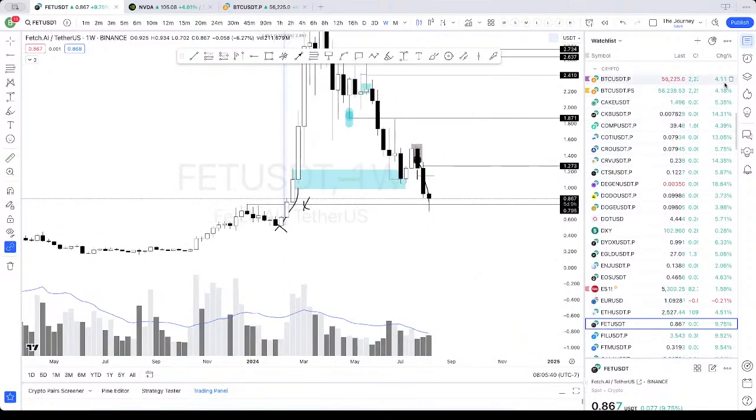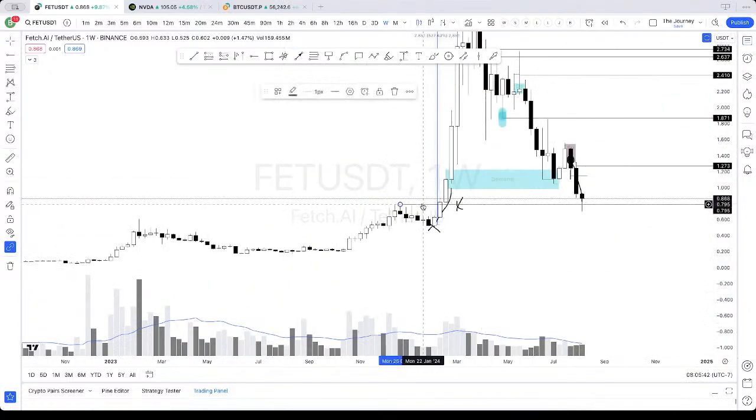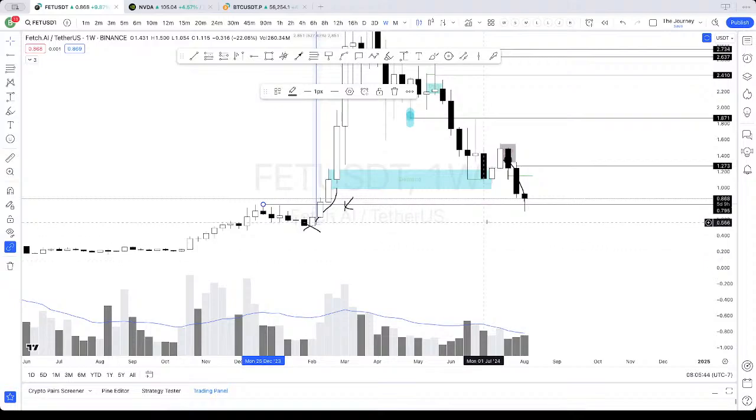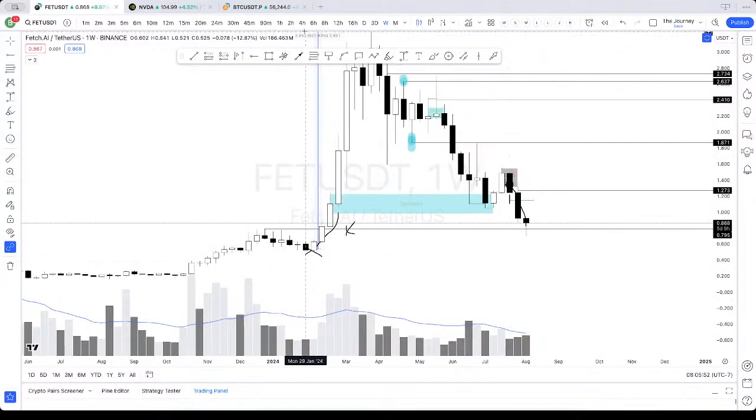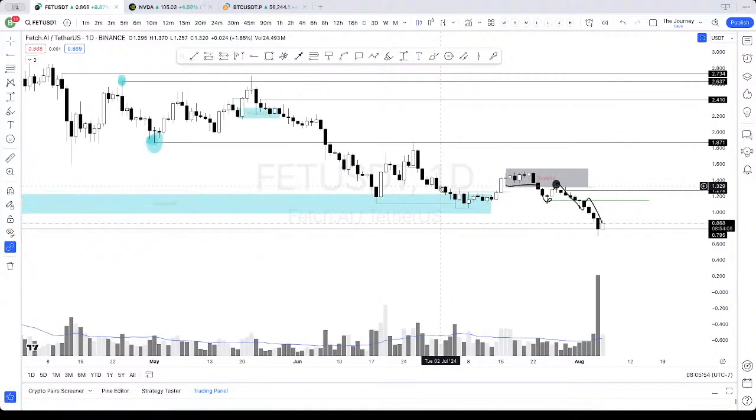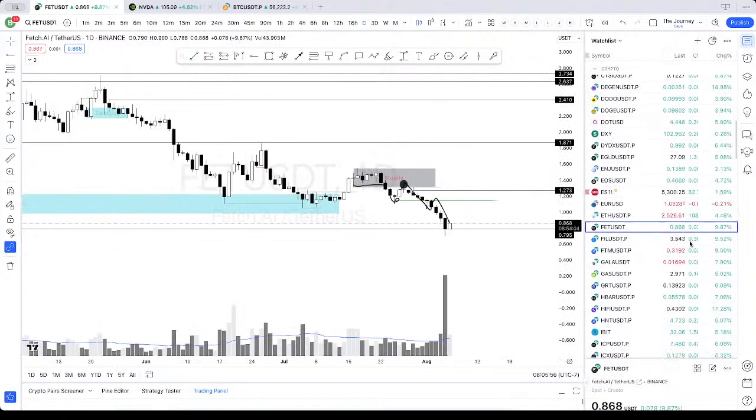FET finally came back down into its last section of demand right here. Now, it does have a weekly break in structure that it is still underneath, so it's in a rougher spot than some of these other charts.